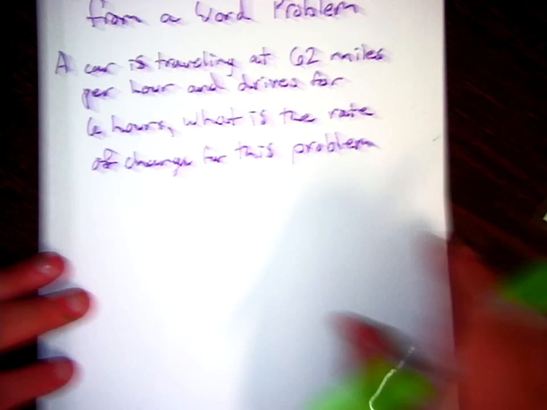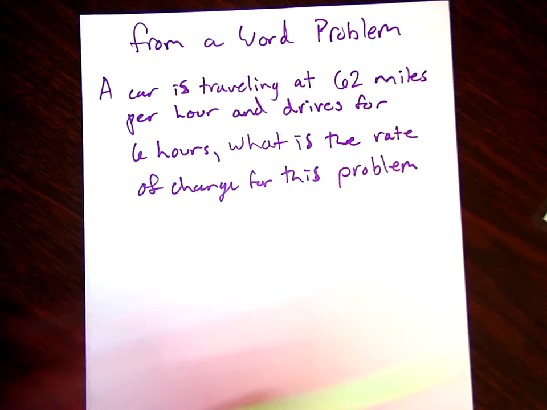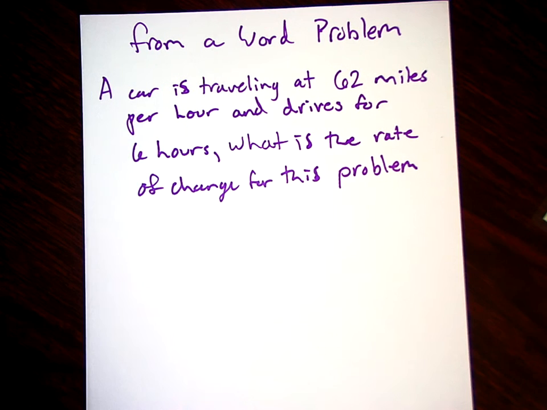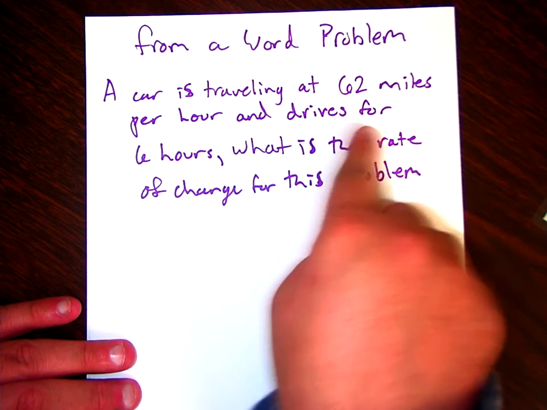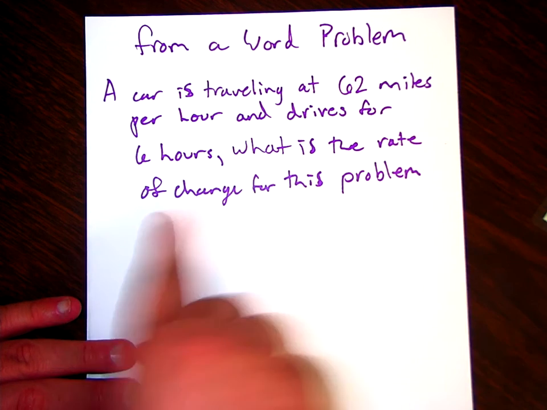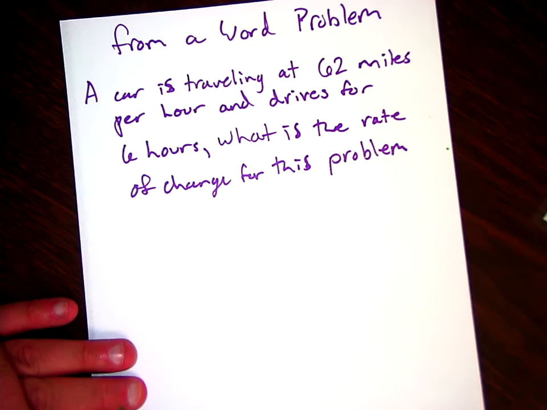All right. Now, here's the trickiest part. It's just tricky because you have to read and think about the situation. So as long as you read and think about it, you'll be fine. But let's take a look at a word problem. A car is traveling at 62 miles per hour and drives for 6 hours. What is the rate of change for this problem? Okay, it's very cut and dry. It's asking straight up, what's the rate of change?